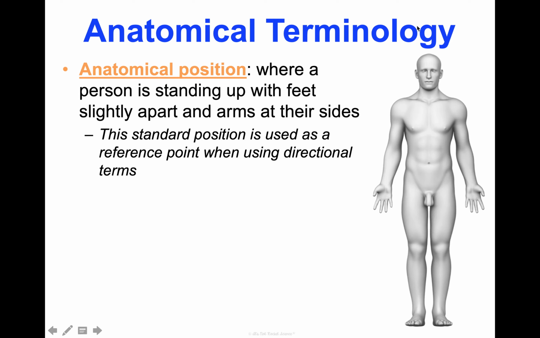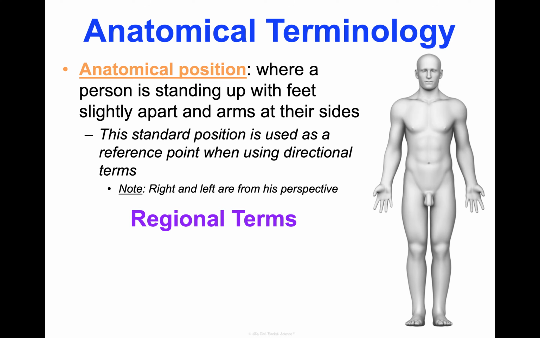And one thing that's important to consider too is when we're looking at a person in the anatomical position, right is their right, left is their left. So just picture if you were this person, this would be your right side and this would be your left side. So keep that in mind because that can get tricky. Right and left are from his or her perspective, not ours. And there's some regional terms we use to try to narrow down what part of the body we're looking at.